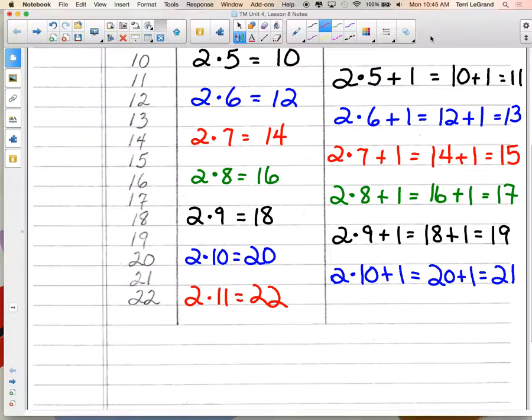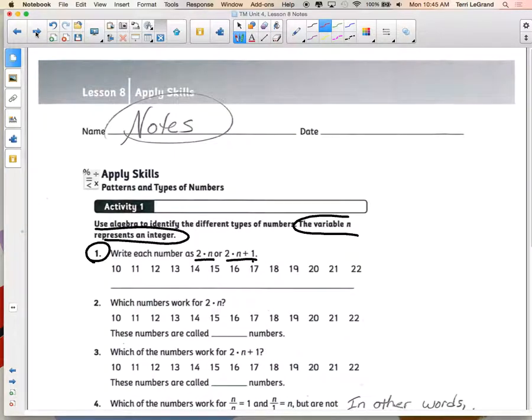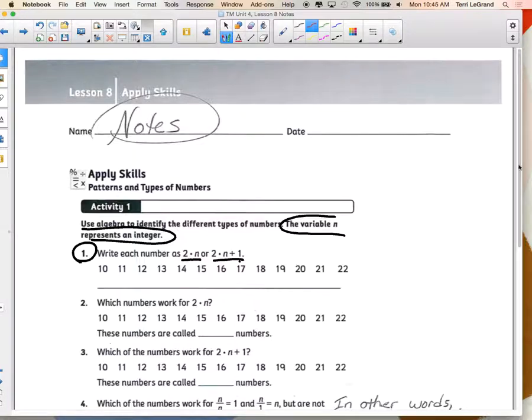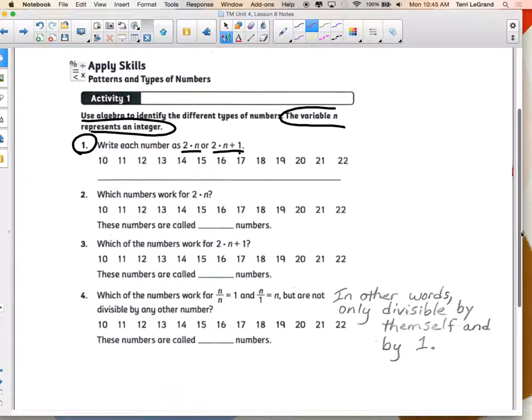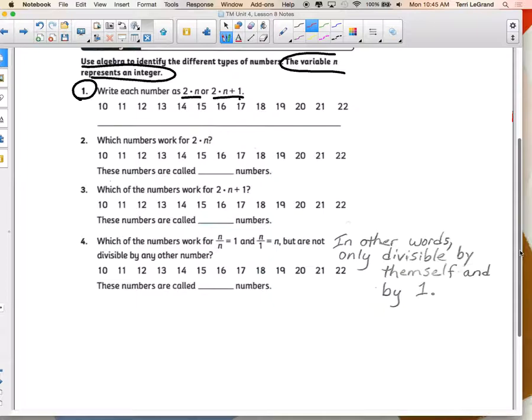Because if we follow the pattern, let's go back to our other sheet now and keep this one beside it, so that you're going to be able to reference it. Let's go to number 2, where it says, which numbers work for 2 times n? So I want you to circle all the numbers in that list of 10 through 22 which were in the 2 times n column. And then decide, what can we say about all of these numbers?